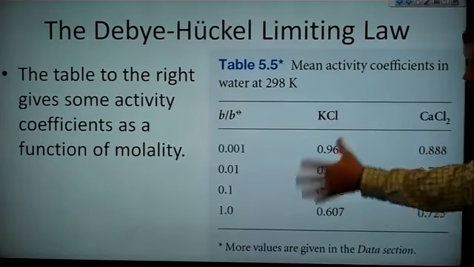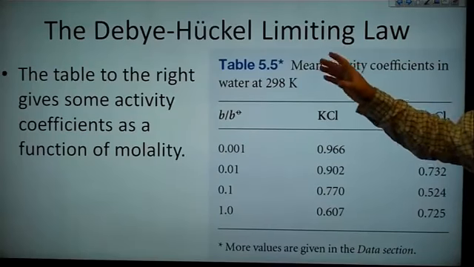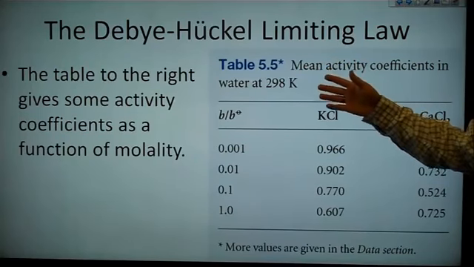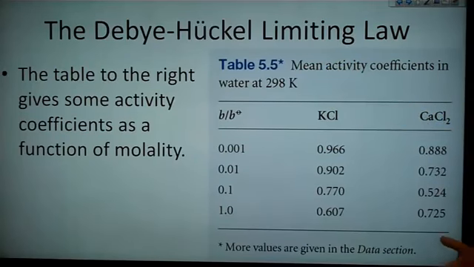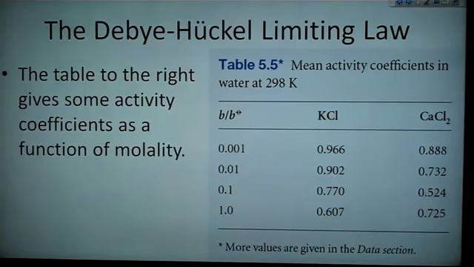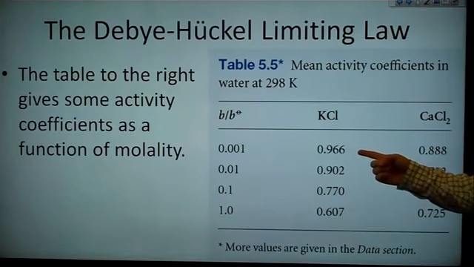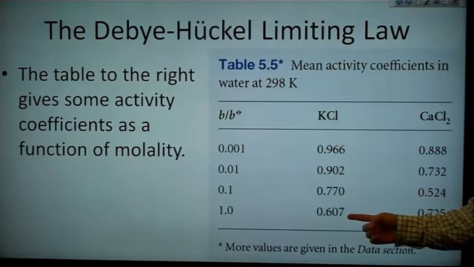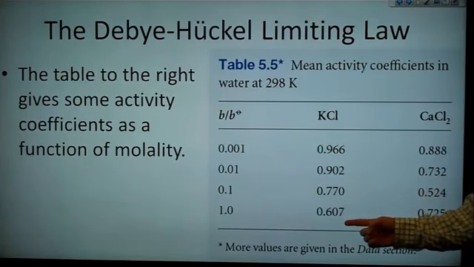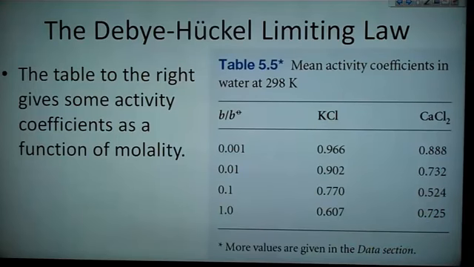And so over here, we've got a table. Again, this is from Atkins. This is table 5.5. This table gives the activity coefficients as a function of molality. And so as we increase the molality, the activity coefficient for potassium chloride is dropping. The activity coefficient for calcium chloride is dropping. Note that at a very dilute solution of potassium chloride, the activity coefficient is pretty close to 1. But as the molality gets closer to 1 molal, that activity coefficient is dropping off pretty significantly.